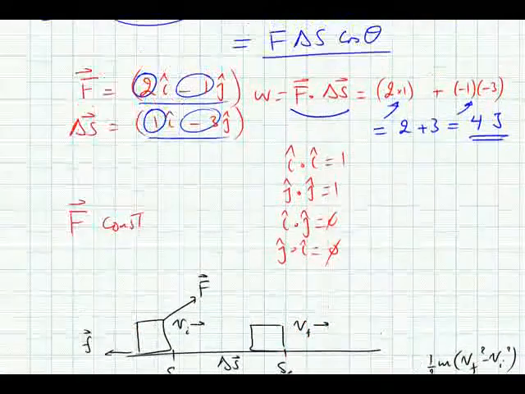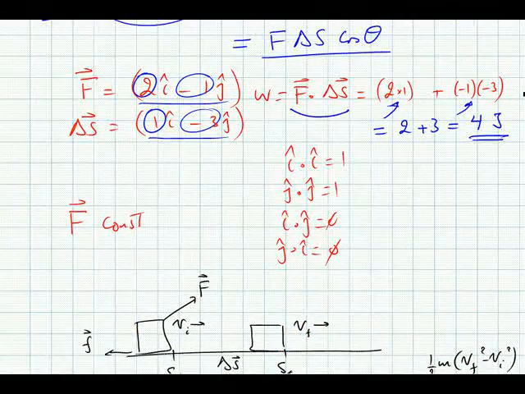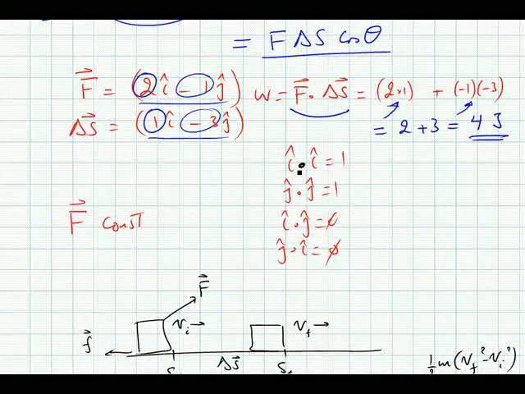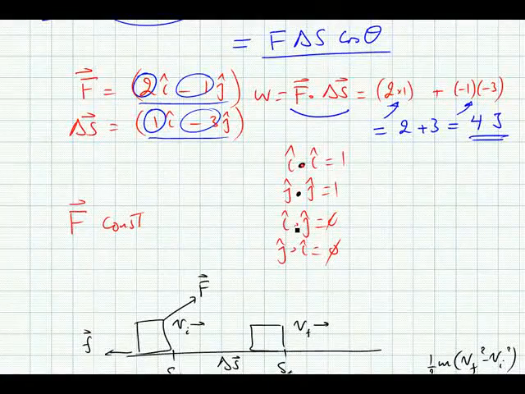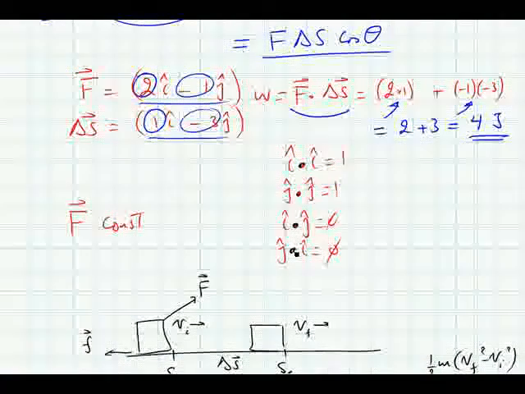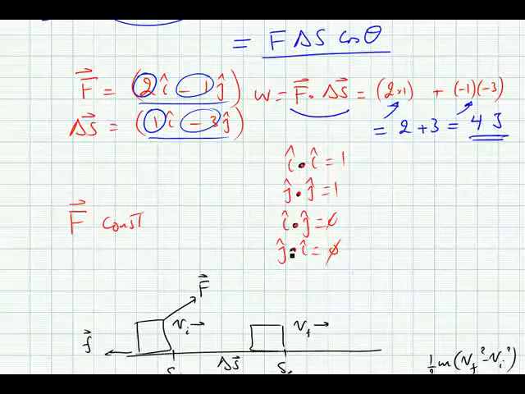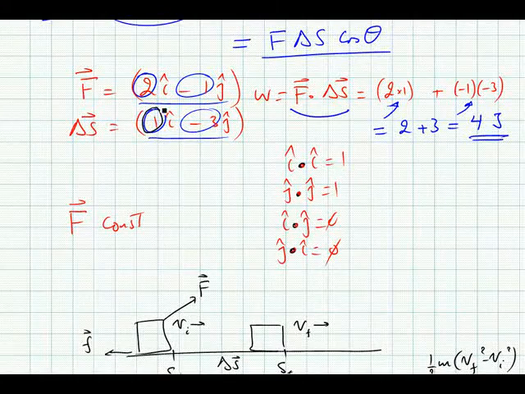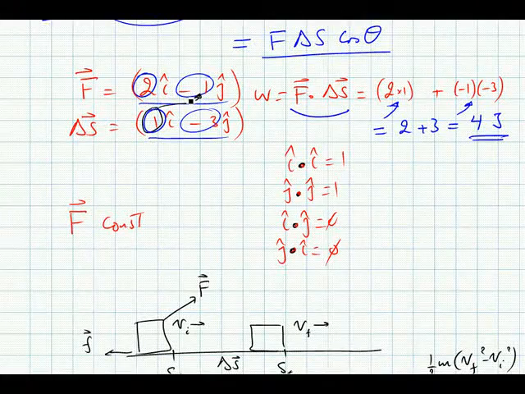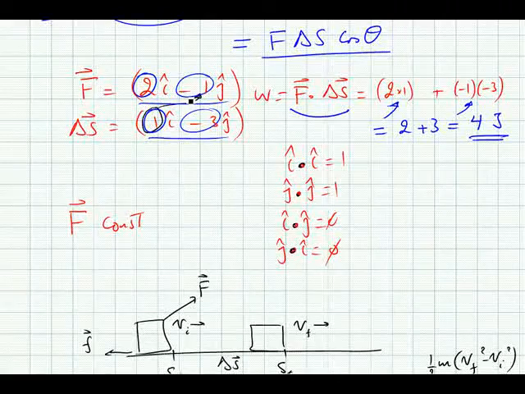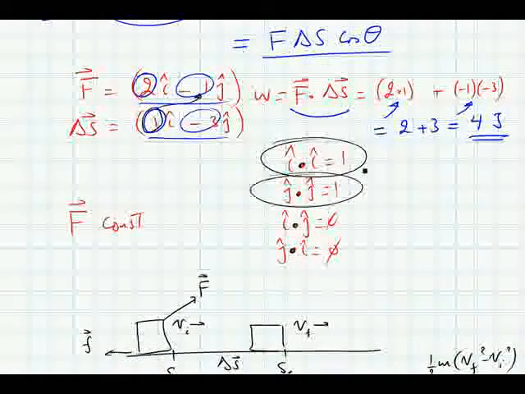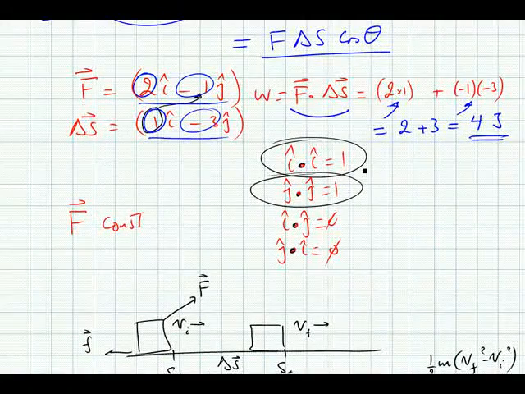Now, in doing your vector dot product, the rules to follow are that i dot i is 1, j dot j is 1, i dot j is 0, and j dot i is 0. So if you dot i with the j component, then that's 0. That's why you only consider the i dot i and the j dot j components.